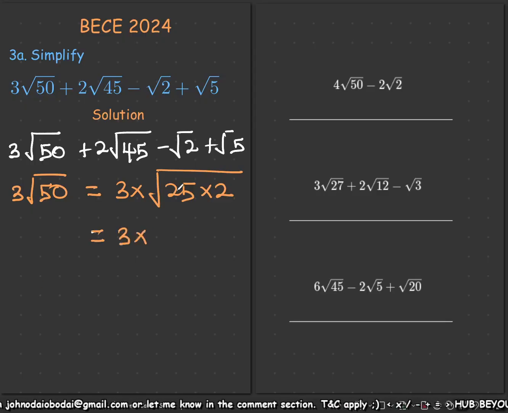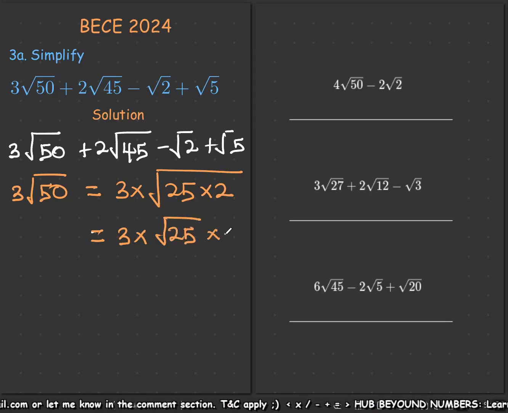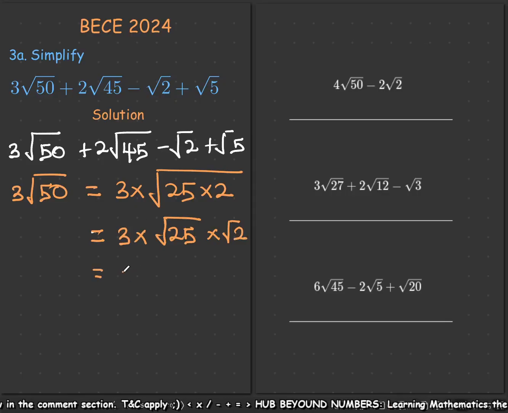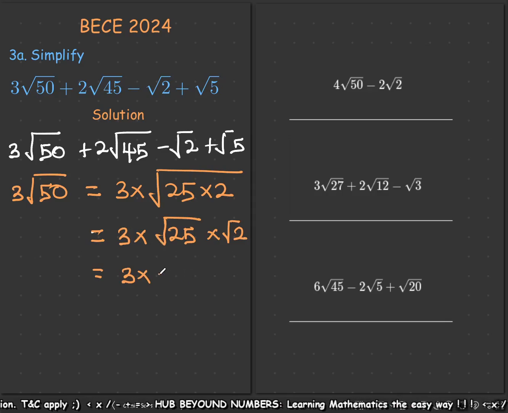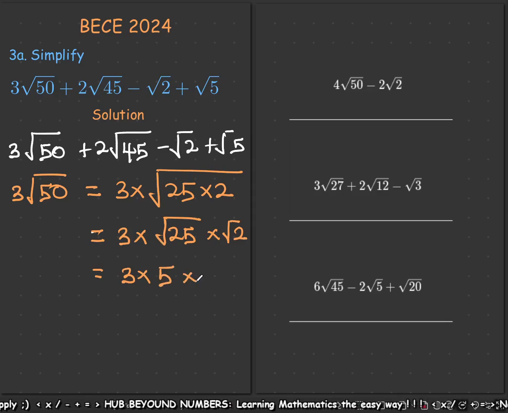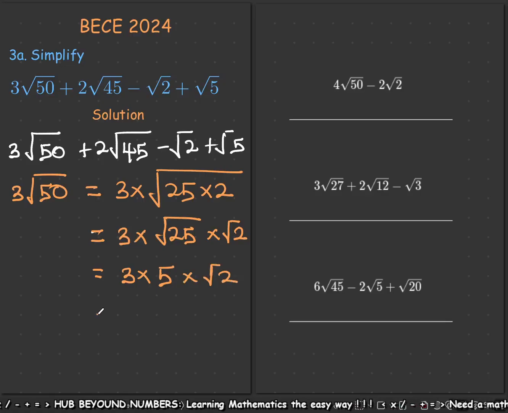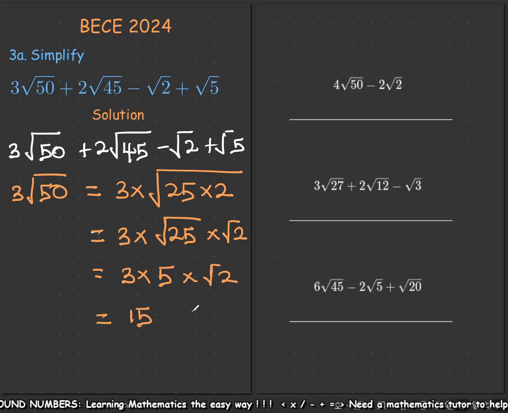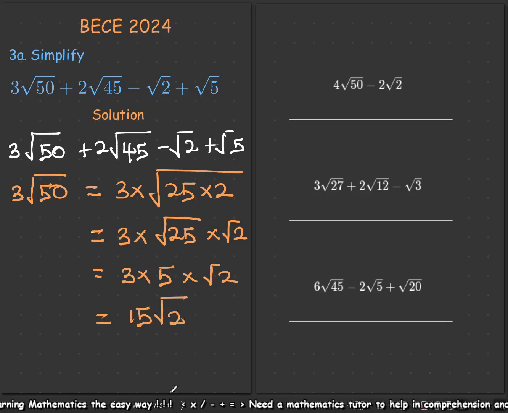3 times square root of 25 times square root of 2. Simplifying further, we have 3 times square root of 25 gives us what? A 5. Then times square root of 2. 3 times 5 gives us 15. So we have 15 times root of 2. That gives us 15 root 2. So we are done with this first one here.